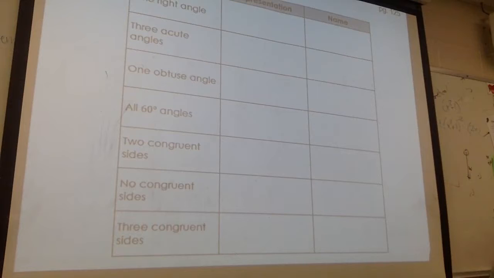And I might add some extra stuff to it, depending on how I feel with these. Can there be a triangle with two right angles? Then, no.